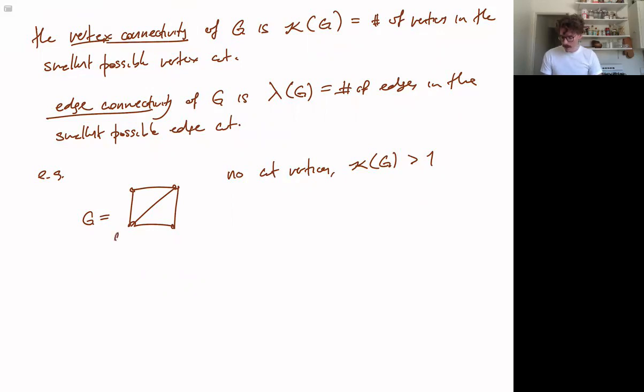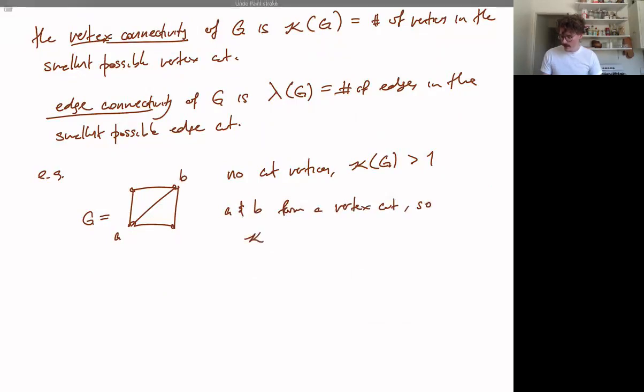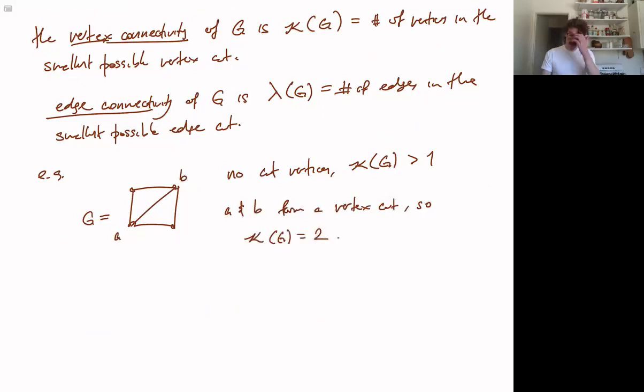And note that if we remove these two vertices, we get this disconnected graph. So A and B form a vertex cut. So in fact, the vertex connectivity is exactly 2, because we can't do it with one vertex, but we can do it with two vertices.